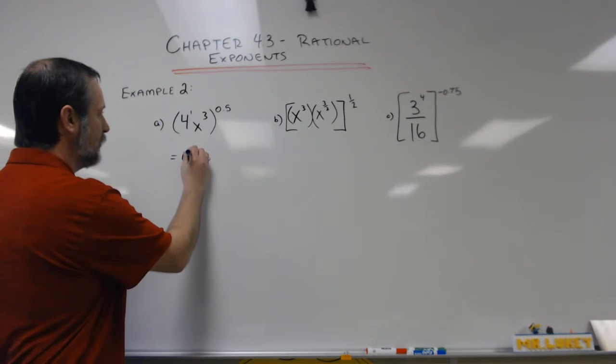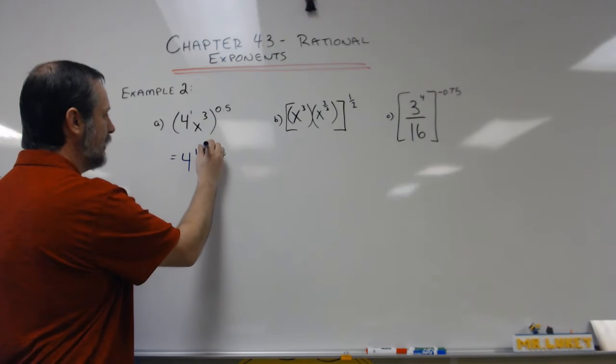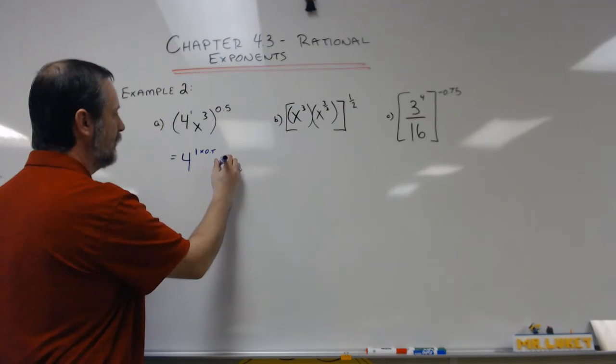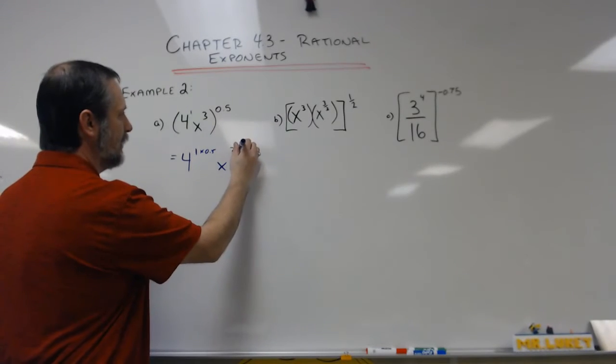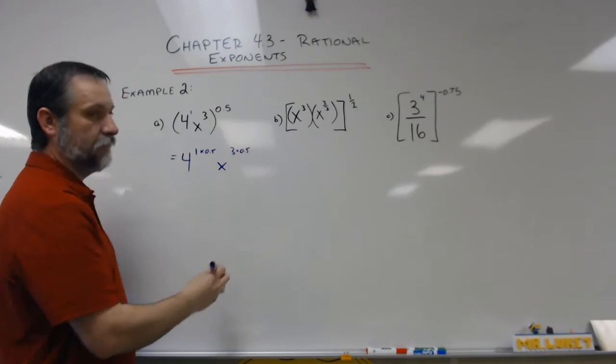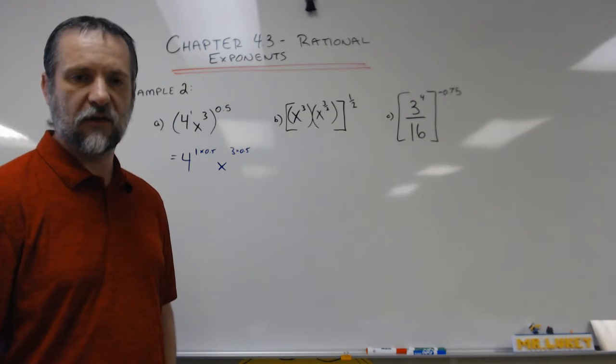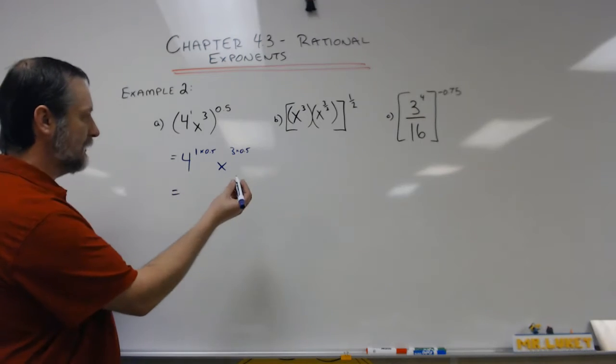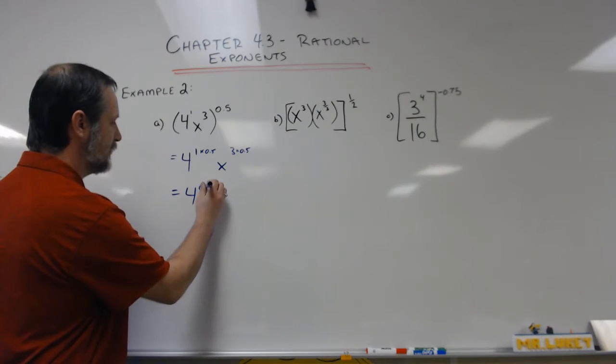So this is going to be 4 to the power of 1 times 0.5, x to the power of 3 times 0.5. Right, I'm just writing this all out so it's seen. 4 times 0.5, so this is 4 to the power of 0.5.